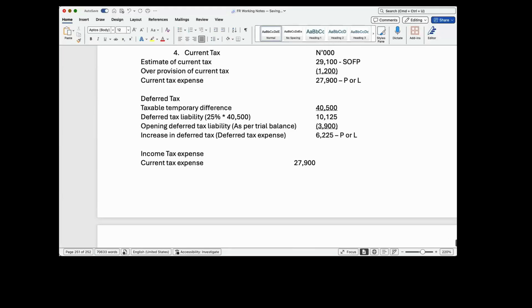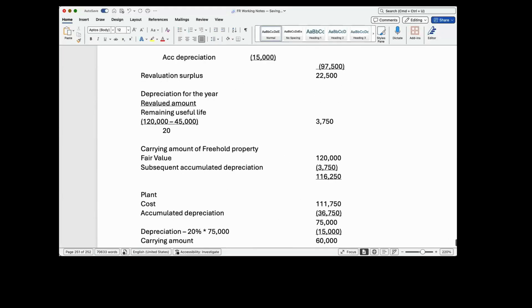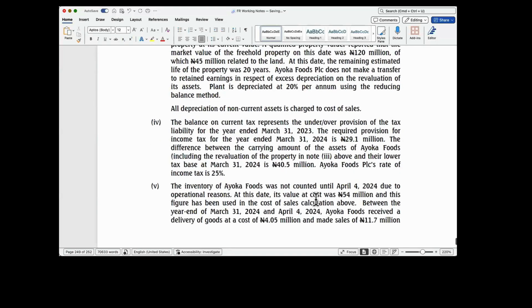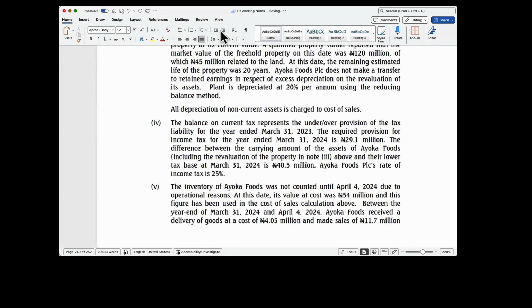Everybody here has been taught income tax. Every one of you here. Or is there anybody, any of you that has not been taught deferred tax? Okay, that's a relief.